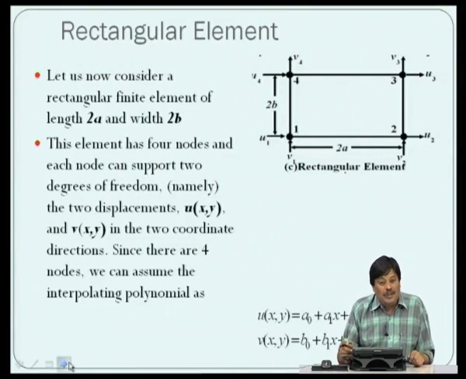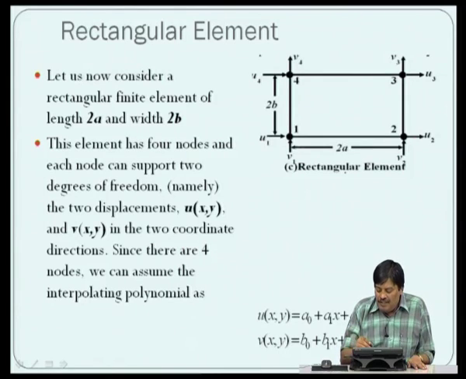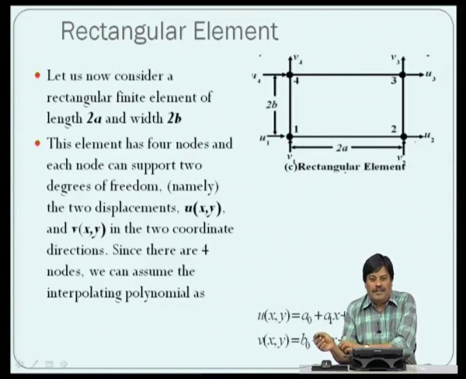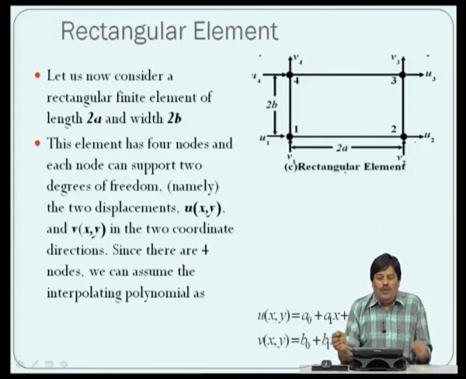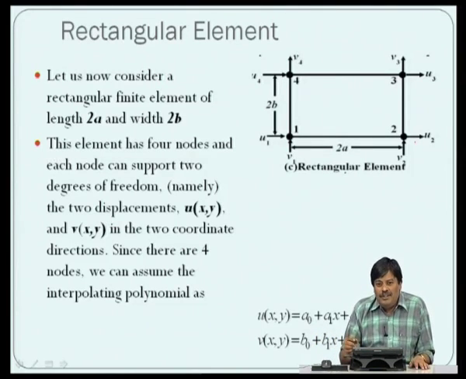Now, let us go to a 2-dimensional element, and suppose we have a rectangular element of length 2a and width 2b, which has 4 nodes, and each node can take 2 degrees of freedom, that is u and v in 2 horizontal directions. So, it will have a total of 8 degrees of freedom: 4 u degrees of freedom and 4 v degrees of freedom.